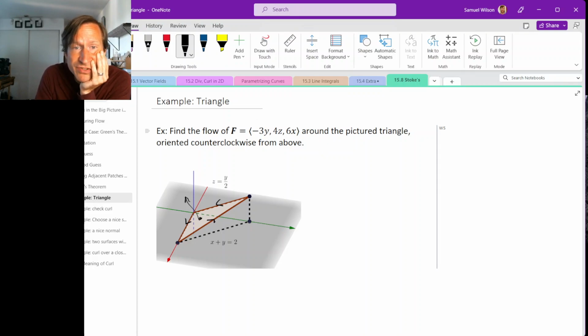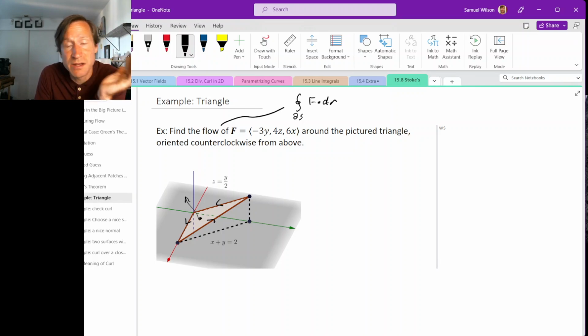We could compute this directly, because this flow integral is the integral around the boundary of this triangle of F dot dr. And we could do that, and it would be a good exercise. It's totally doable, but it would require three different integrals, right? Since this boundary is only piecewise smooth, we have to do the integral across each smooth piece separately. So we'd have to do three different line integrals.